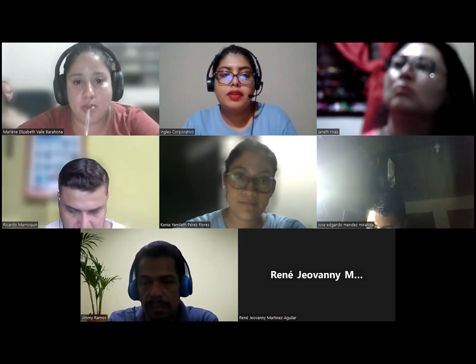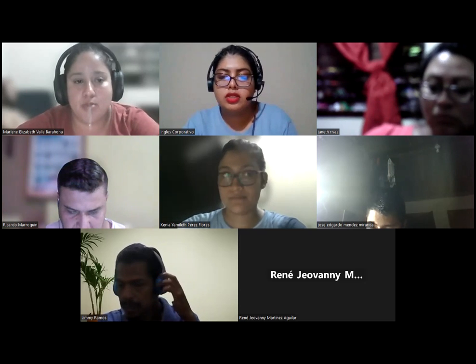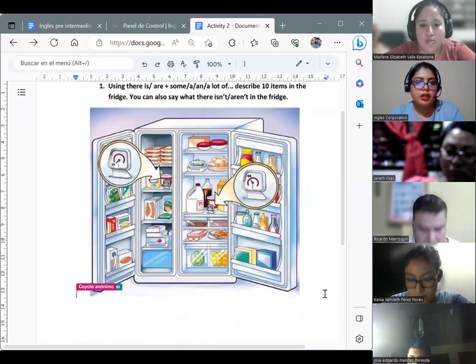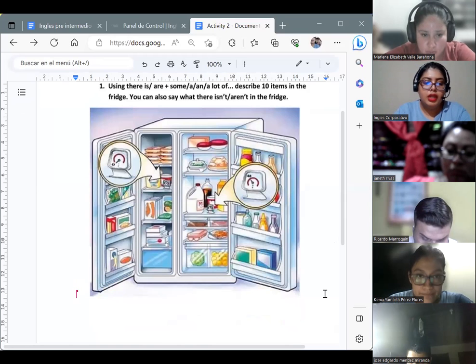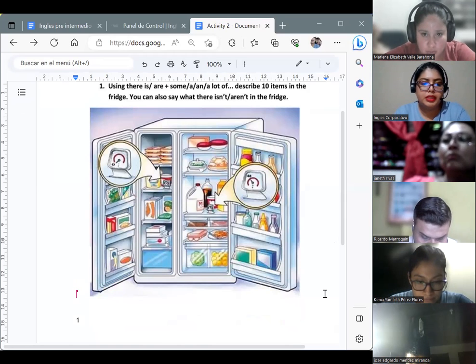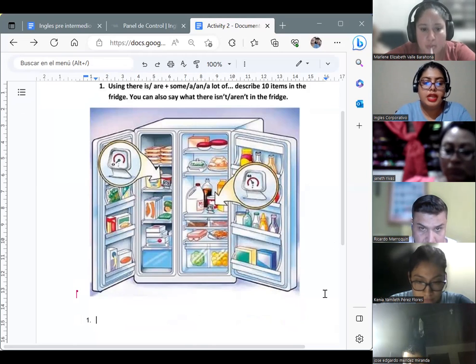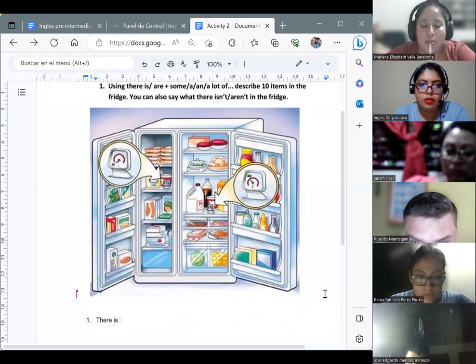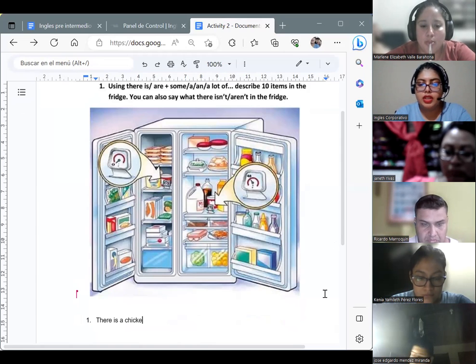Ahí ustedes van a escribir oraciones, como decíamos, con there is, there are, and we can write the name of the product. Podemos poner el nombre del producto. Voy a poner un ejemplo por acá. Number one point, like this. There is a chicken.